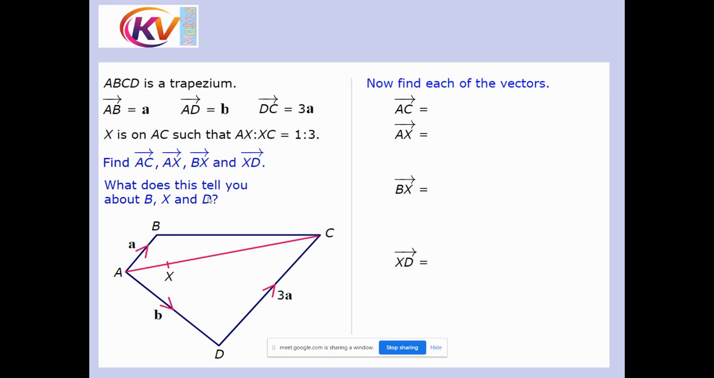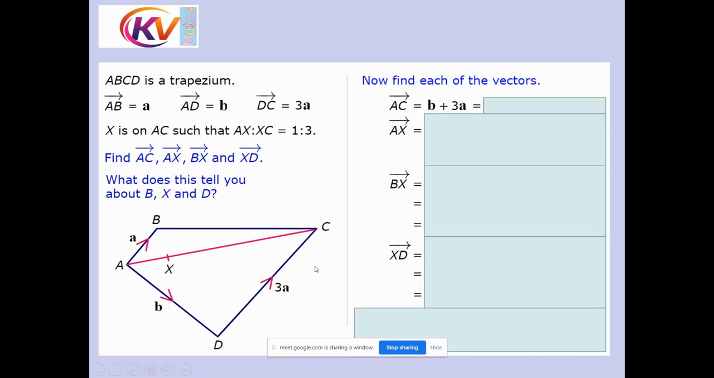Okay, anybody got AC? Good, got a few of you getting that one. So A to C then, we would work that out by going A to D and then D to C. So it's going to be B plus 3A, which we can keep like that. That's absolutely fine. Or we can write it the other way around as 3A plus B.